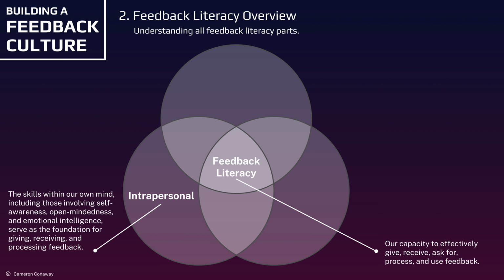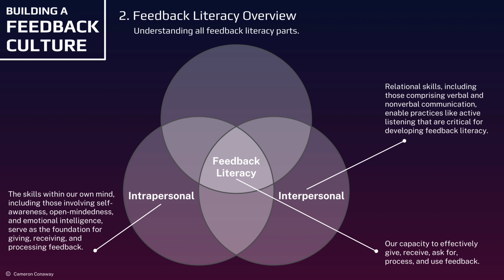From there, we move to the other side of our Venn diagram with interpersonal. If intra is our inner and individual state, inter can be seen as the outer and relationship state. Interpersonal refers to the relational skills, including those comprising verbal and nonverbal communication. These enable practices like active listening that are critical for developing feedback literacy. At this point, you may be wondering, it seems there's a connection between intrapersonal and interpersonal, and that a relatively stable inner state would be needed to engage in authentic active listening. You are correct. These qualities not only feed into feedback literacy, they feed into each other.